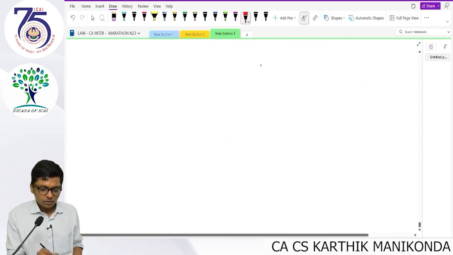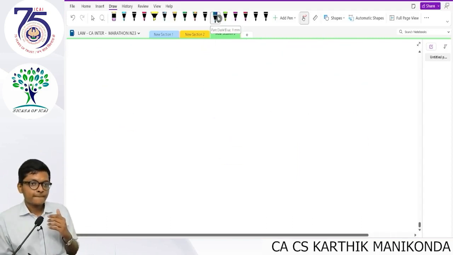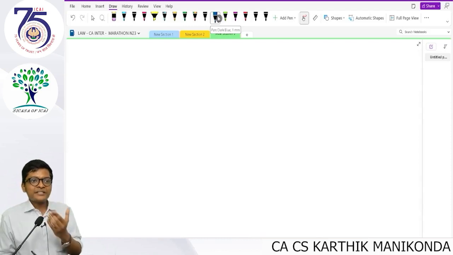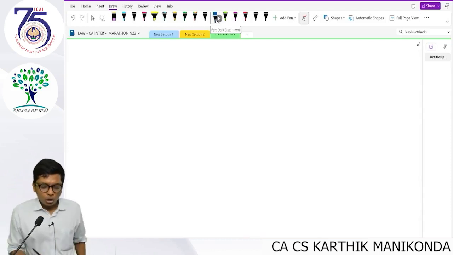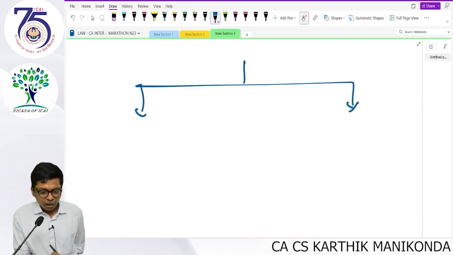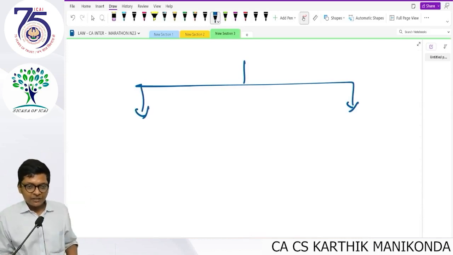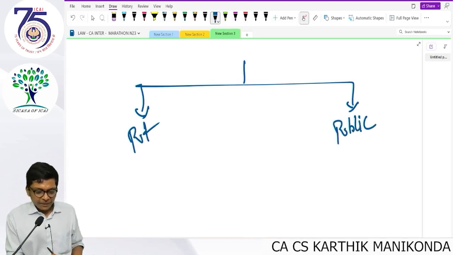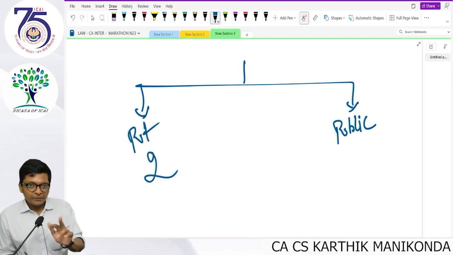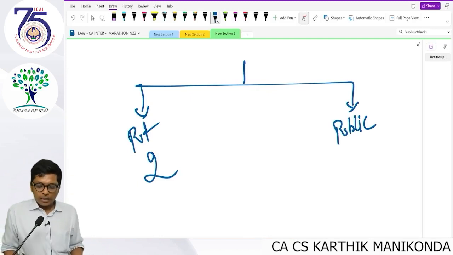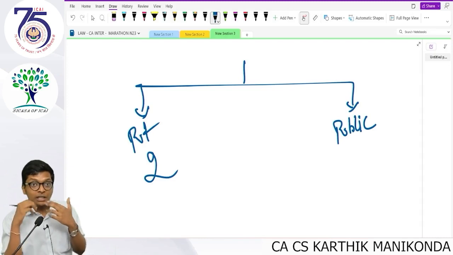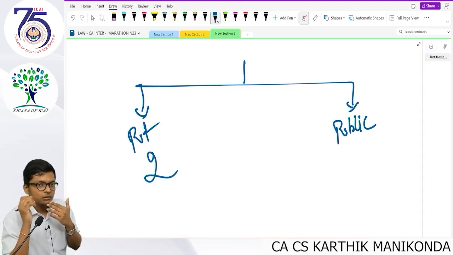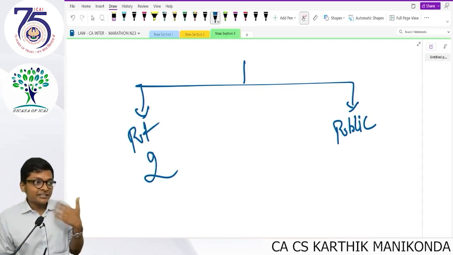Next. 102 is explanation. 103, quorum. Quorum is simple, guys. We already finished a little bit of quorum earlier. For a private company, quorum is 2 because the minimum number of members is 2. Clear, guys? What happens if quorum is not there? Adjourn. To which day? Recording, tell me which day. Board will decide. If board is silent, next week, same day, same time, same place.